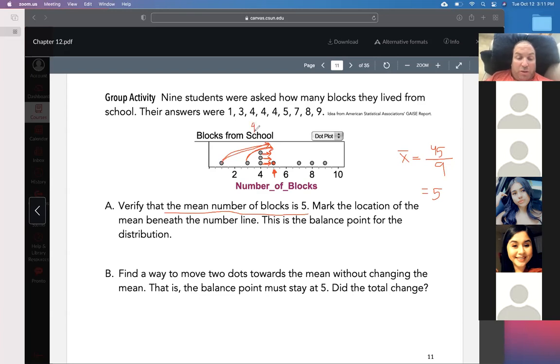Do we agree? Yes. Now, how far did this one move? 2. And this one? 3. And this one? 4. And when you add those up together, what do you get? 9. Hey, they're equal.